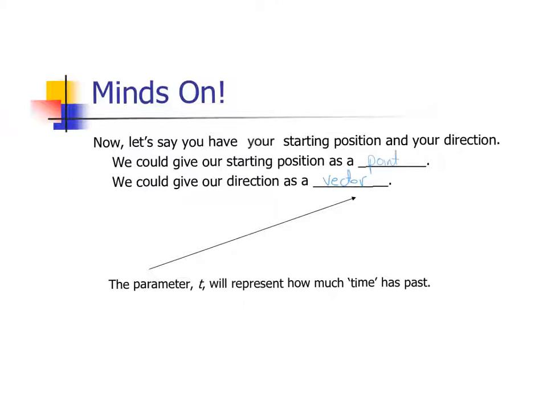The parameter t will represent how much, quote, time has passed, or how many times we go that direction vector. If we have a point on the line, let's call it P naught, our starting point, and a vector in the same direction as our line, we can go however many direction vectors from point P naught and get to any other point on that line.